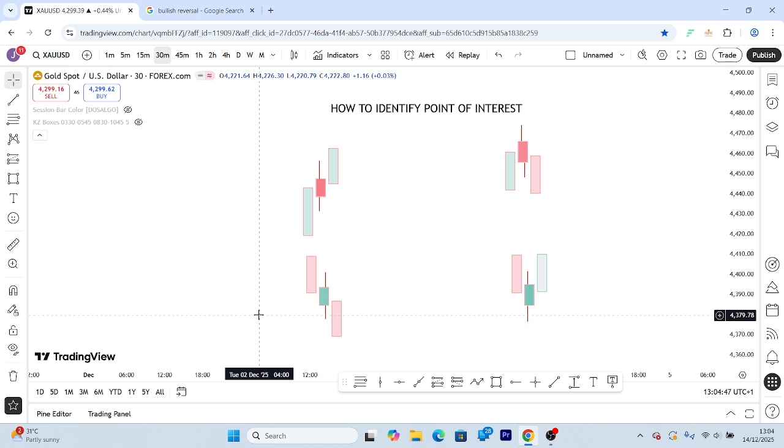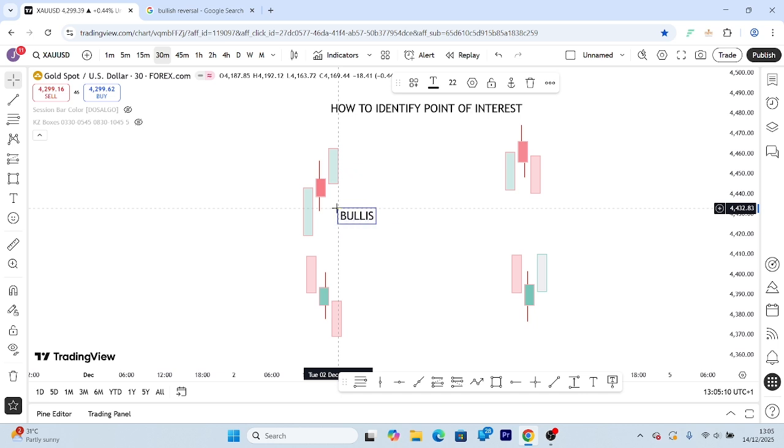So there are actually 4 types of points of interest that you're going to find in the market, or areas where you find the point of interest. So the number one is the bullish continuation point of interest, right? So this is the bullish continuation point of interest.